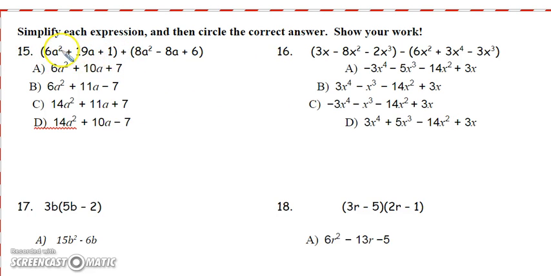This is very basic. You are adding like terms. For instance, 6a squared plus 8a squared would give you 14a squared. 19a plus negative 8 would be 11. And then 1 plus 6 is 7. So the answer here is C. Addition is basic. The thing that can get you is subtraction. You have to change to addition to make it a little easier. You don't have to, but it is recommended.